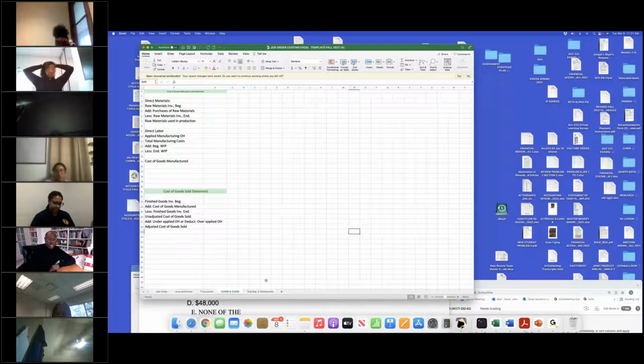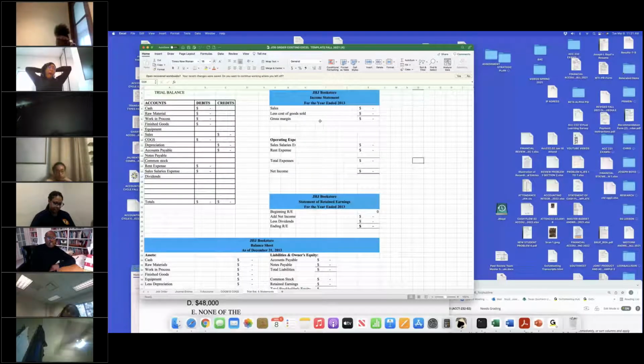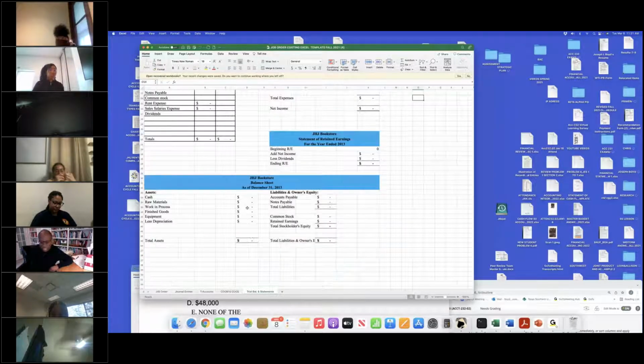And then we have our trial balance, income statement, and we have to work with that. Statement of retained earnings, balance sheet, and of course, you're supposed to add the statement of cash flow. So this is what we use. Are there any questions on anything I've said?